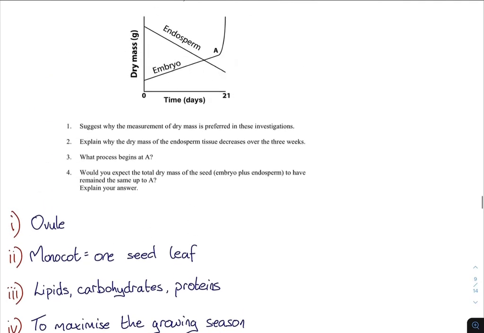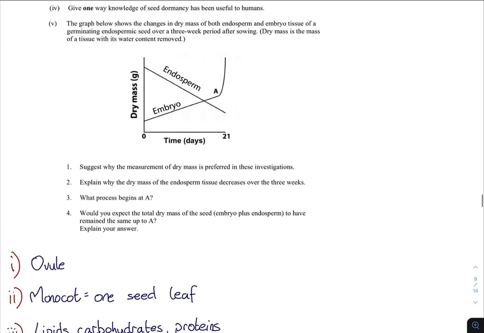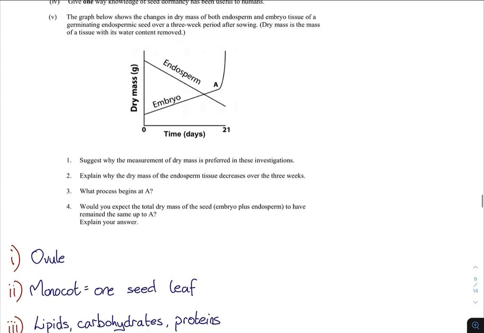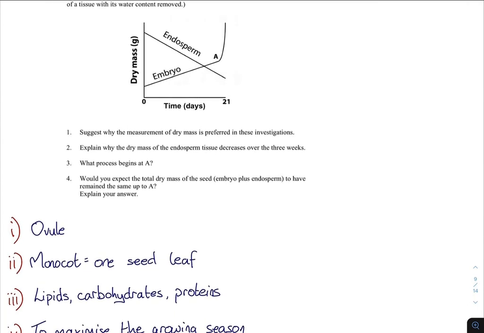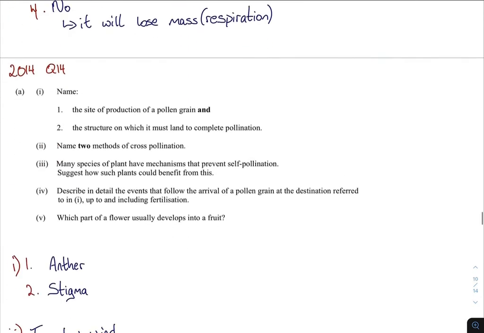That the mass would actually not be the same because of respiration. Remember, respiration produces heat, and that energy is lost, it's dissipated into the soil and so forth. It's only tiny amounts, but it's still present. So, would it remain the same overall? I said no, because it would be lost due to respiration.